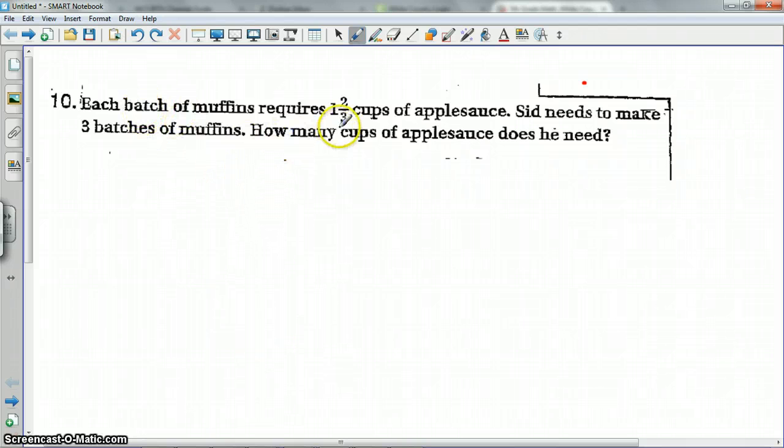So each batch of muffins requires 1 2/3 cups of applesauce. Sid needs to make 3 batches of muffins. How many cups of applesauce? So he needs 1 2/3 for each batch, and we know he needs to make 3. So he needs to do this 3 times because there are 3 batches. Well, we can clearly see that that's a multiplication problem. So we're going to go ahead and multiply those.